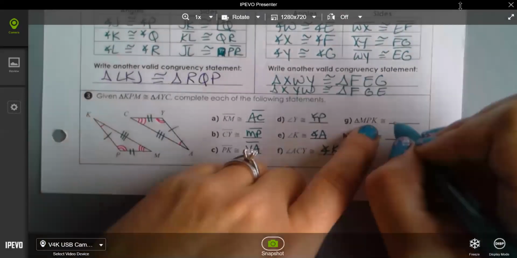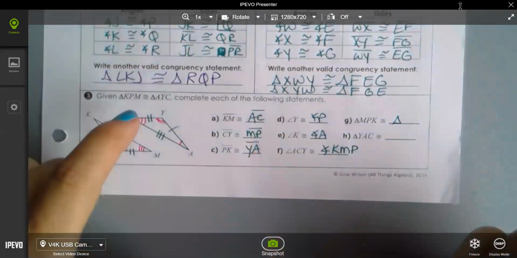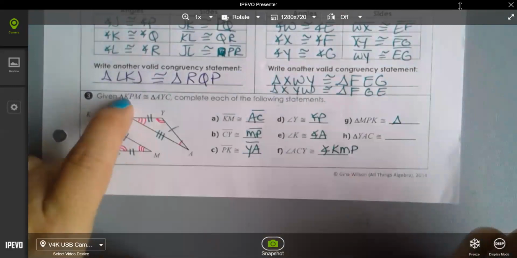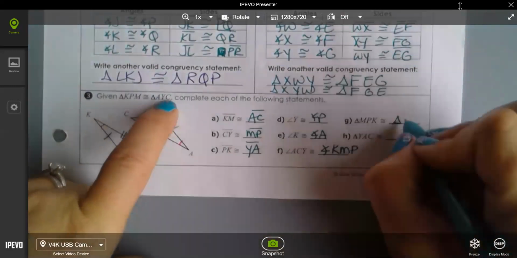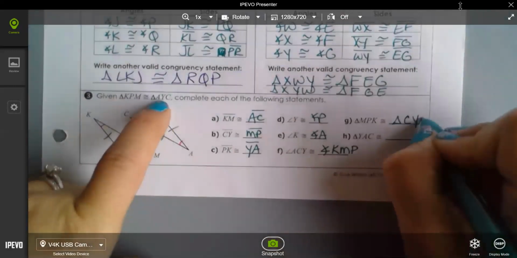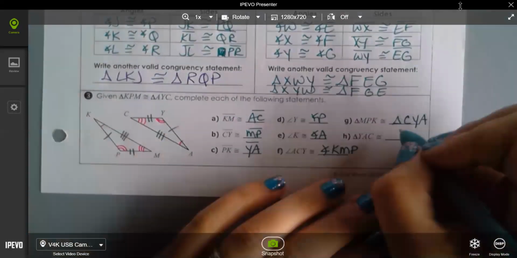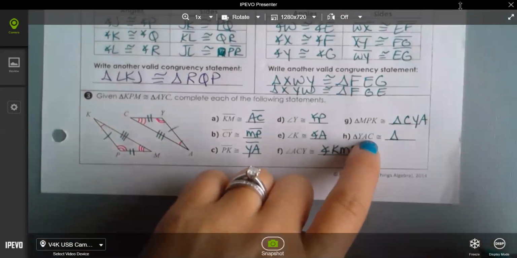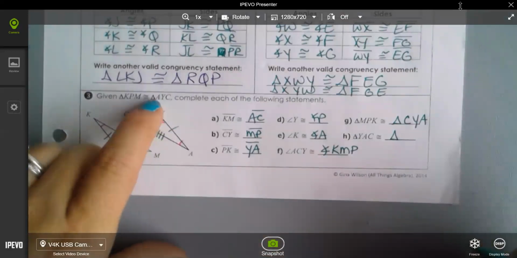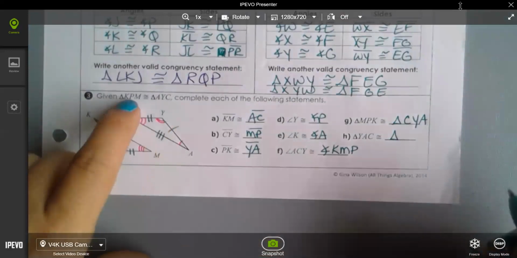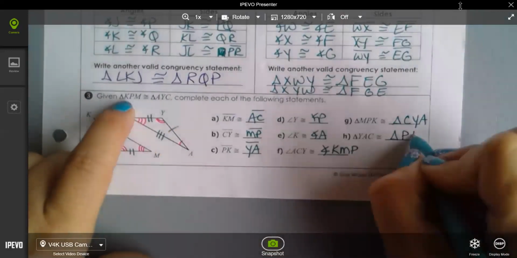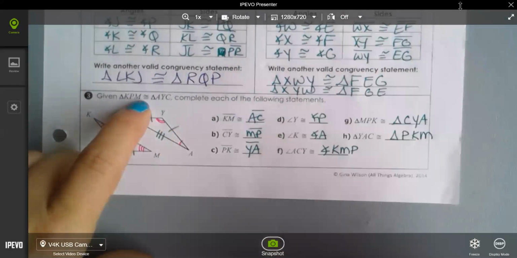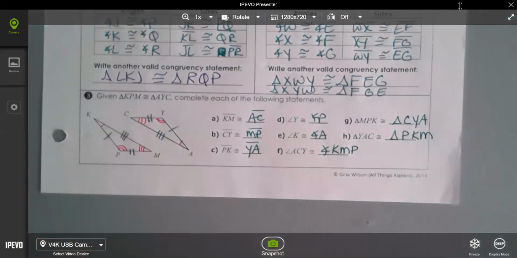Triangle MPK is congruent to triangle. All right, MPK, they went backwards. So I have to do CYA because I'm going backwards. Triangle YAC, so middle, first, last, so I'm going to go middle, first, last. Just keep looking at the order and keep doing things in the same order.